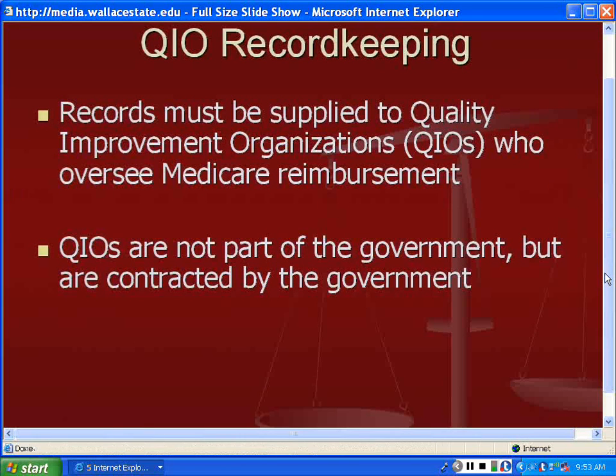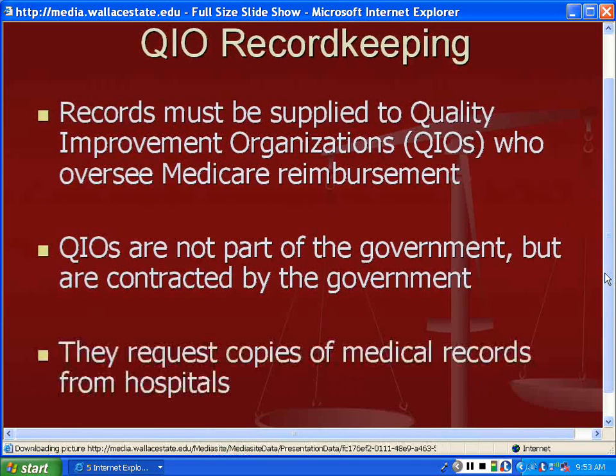Many times they used to come in and ask just to see the records. They'd show up at the hospital and schedule visits, and you had to pull the records and they would look at them. They don't do that anymore. Now they request copies of all the records. They will send a list of Medicare patient records that they want copies of, and they request these medical records from hospitals.